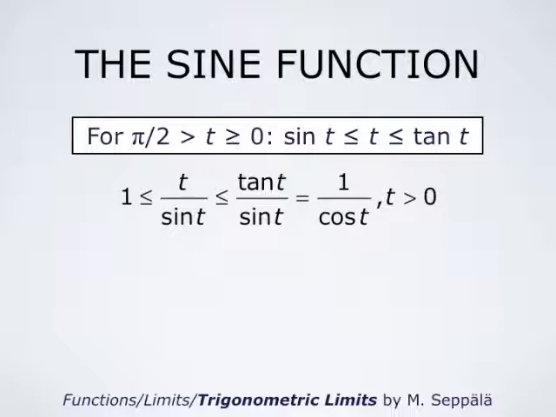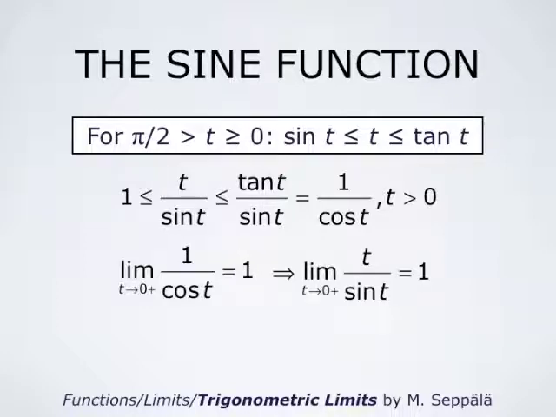So we have 1 is at most t divided by sine of t, and this is at most 1 divided by cosine of t. But we know that 1 divided by cosine of t approaches 1 as t approaches 0, because cosine of 0 is 1. Therefore, we may simply compute this limit by direct substitution. So the limit as t approaches 0 from the positive side, now we have been talking about positive values of t, of 1 divided by cosine of t is 1. And this means then by the squeeze theorem that also the limit of t divided by sine of t as t goes to 0 through positive numbers is 1.